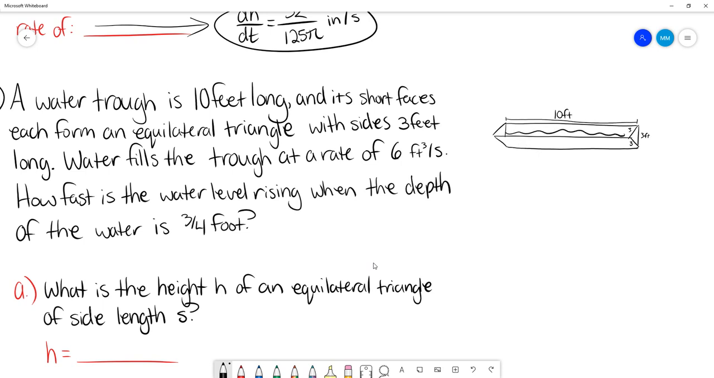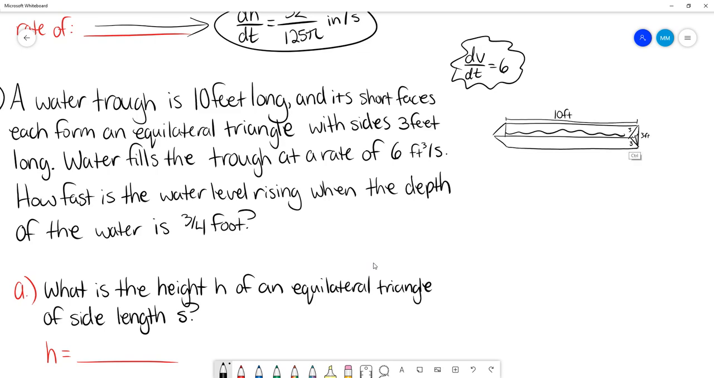We know that the water fills the trough at a rate of 6 cubic feet per second, which means that the volume is increasing at a rate of 6 cubic feet per second. So dV/dt equals 6. Again, just going to make a little note of that. And it asks us, how fast is the water level rising when the depth of the water is 3/4 of a foot? Okay, so our height, we can actually find it right over here.